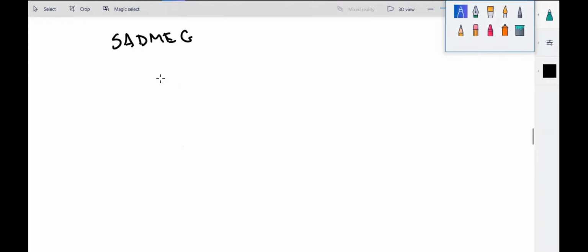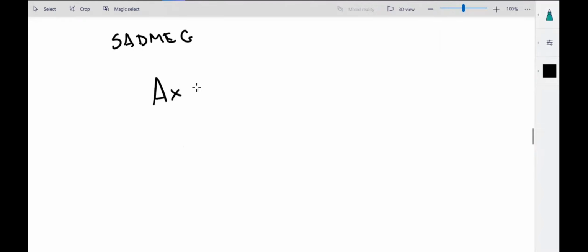Okay, so let's solve for something else. Let's do ax plus m equals d. This means absolutely nothing, but it'll help us practice. So solve for x, same thing.